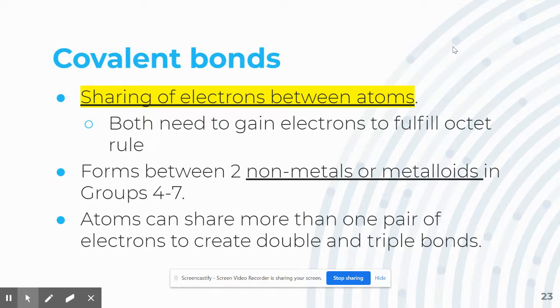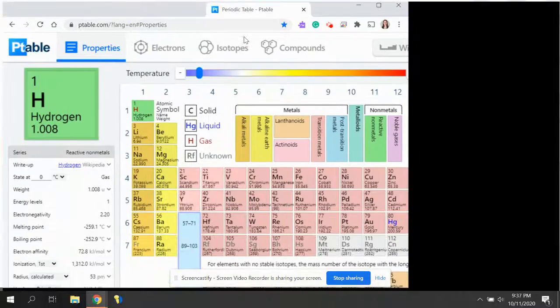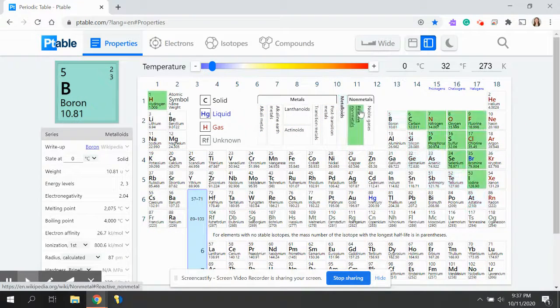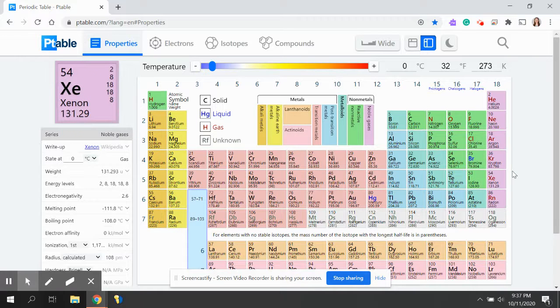So, covalent bonds are really only going to form between nonmetals. If we think about what our periodic table looks like, all of our nonmetals are over in this section, the teal, green, purple section. All of those nonmetals are going to bond together because all of them, like nitrogen, oxygen, fluorine, etc., and all of these green guys right here, are really, really close to having that full outer shell.